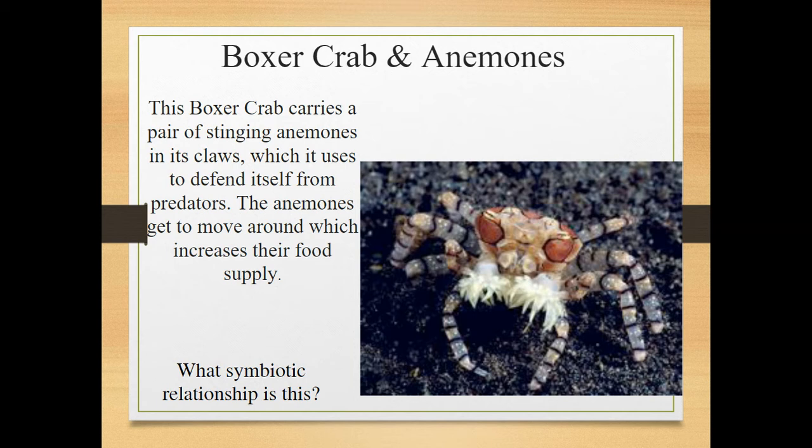How about the boxer crab and anemones? This boxer crab carries a pair of stinging anemones in its claws, which it uses to defend itself from predators. The anemones get to move around, which increases their food supply. So, what type of relationship is that? The boxer crab is using the anemones to defend itself, but the anemones get more food. Right, they're both benefiting, so it's mutualism.